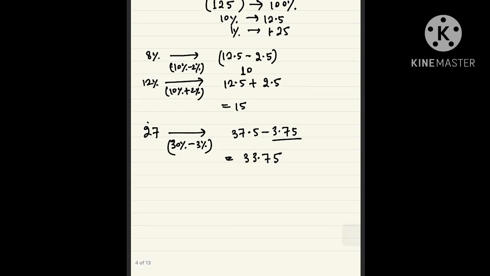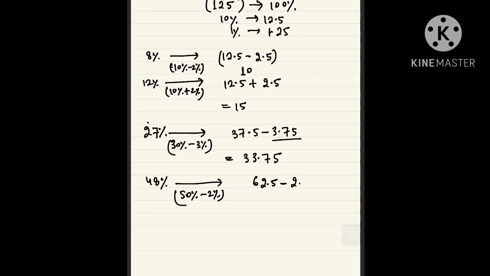Okay, let's take 48%. How can we write 48%? 50% minus 2%. 50% of 125. So what will be the 50%? 50% is 62.5. Okay, and what is 2%? 2% we know, 2% is 2.5. So it will give 60. Simple. And let's solve 76%.